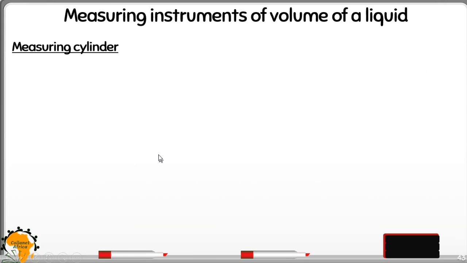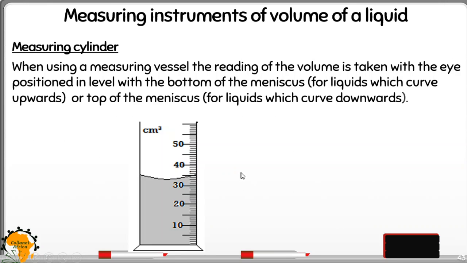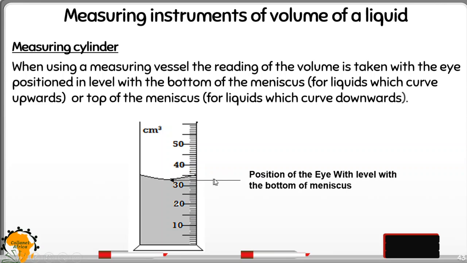We proceed to measuring cylinder. When you are using measuring cylinder, when you pour liquid inside the measuring cylinder, you find that it curves and it forms what we call a meniscus. This curve is called a meniscus. Now to get the volume, you just position your eye with the level of meniscus and get the reading, because measuring cylinder is graduated in cubic centimeter or milliliter. So you can be able just to get the reading. But remember, you are getting the reading at the bottom of meniscus.